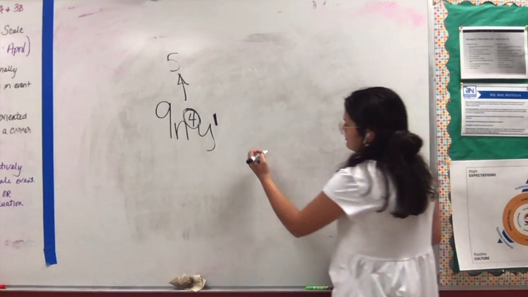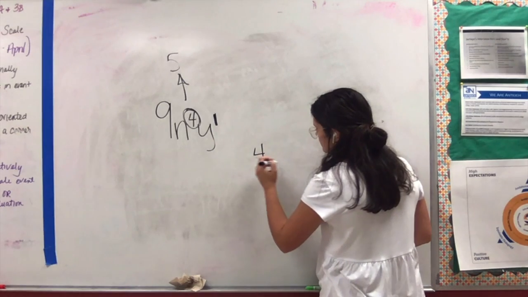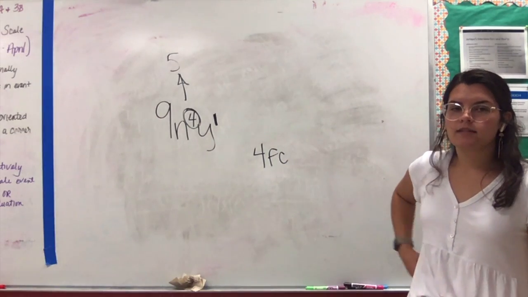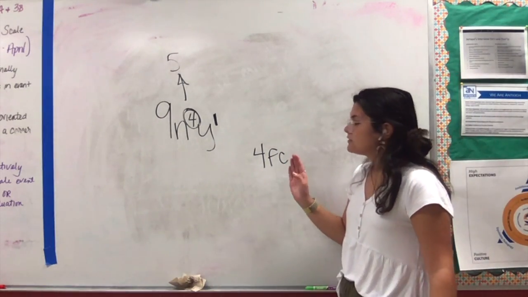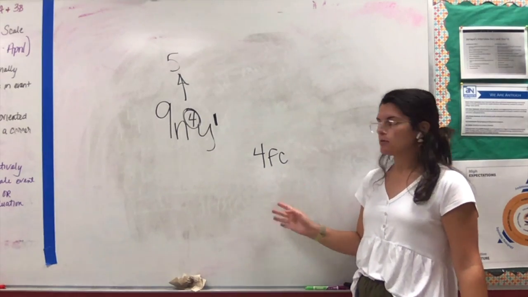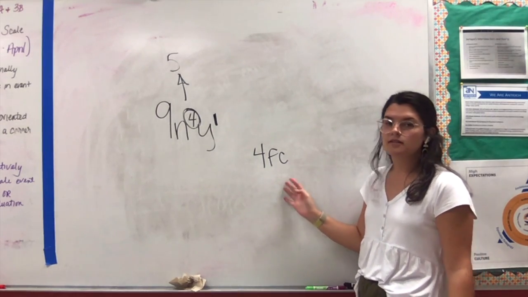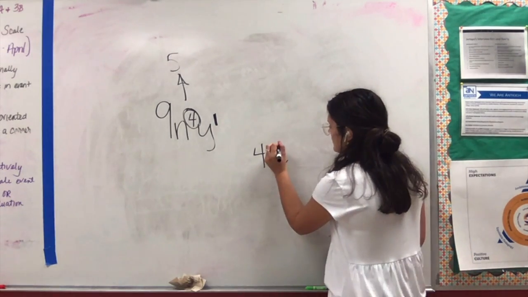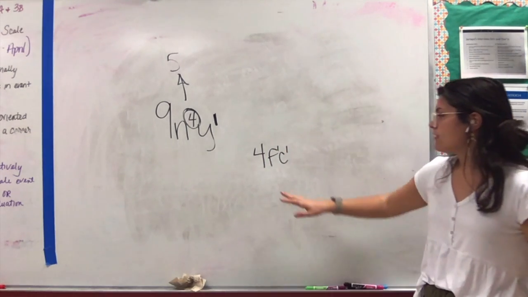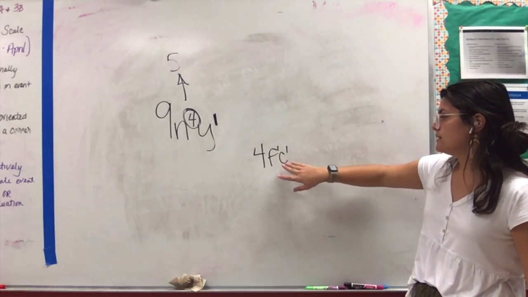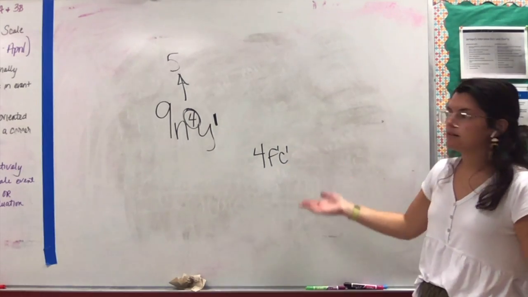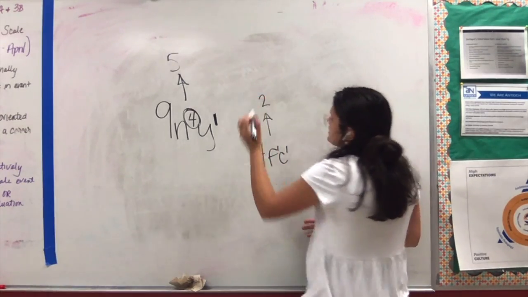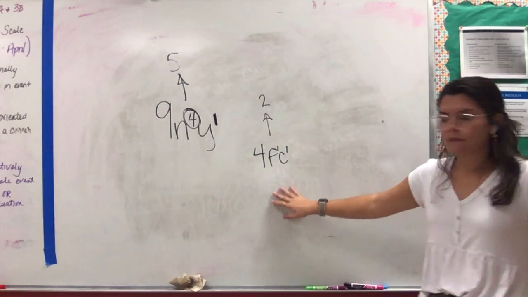So let's look at this monomial. We're going to have 4fc. To find the degree, we want to look for exponents. We don't have any visible exponents in this one. But remember, when there isn't a visible exponent, there's an invisible 1. So we have f to the 1 and c to the 1. To find the degree, we just add these exponents together. So we get 2. The degree of this one is 2. It's pretty simple.